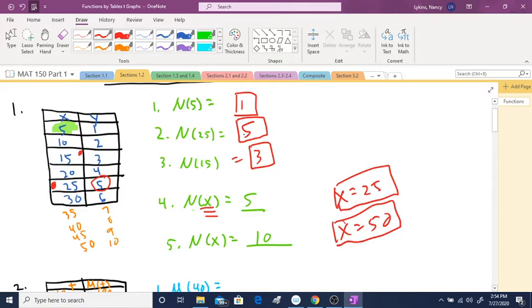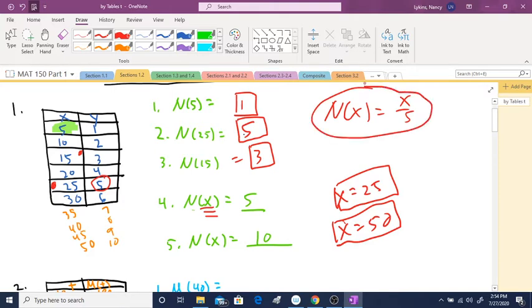So think about, okay, what about dividing? Well, 5 divided by 5 is 1. 10 divided by 5 is 2. Look at 30. 30 divided by 5 is 6. Look at that one right here. 50 divided by 5 is 10. So an equation could be n of x equals x over 5, because that means whatever number x is divided by 5 gives you the y value. And that holds true to all of these.